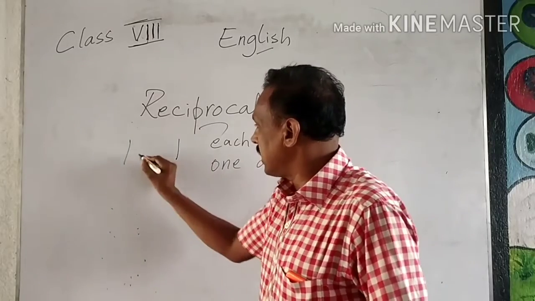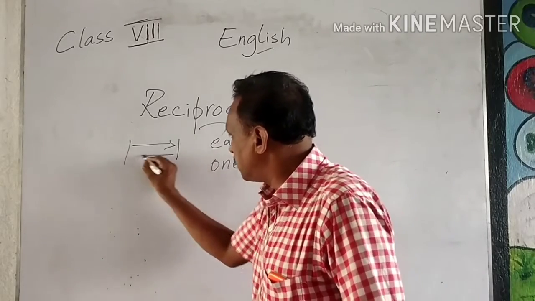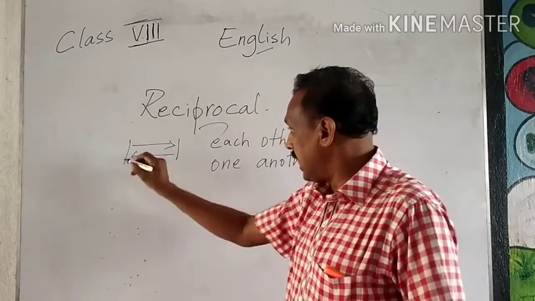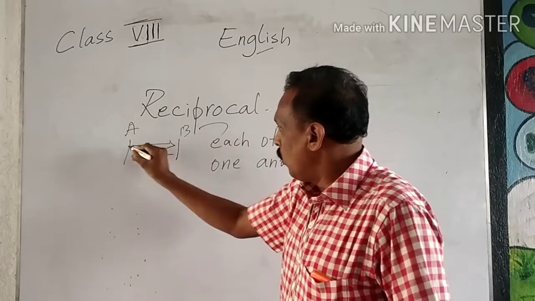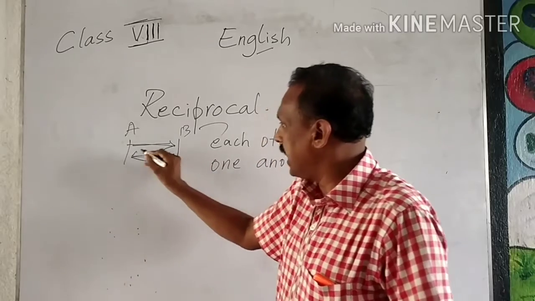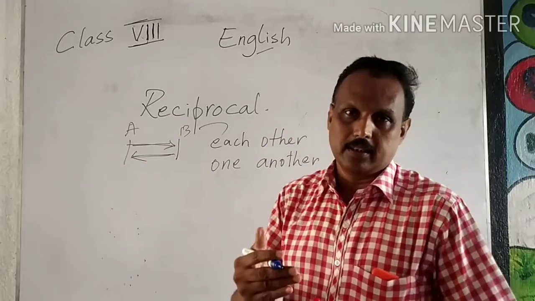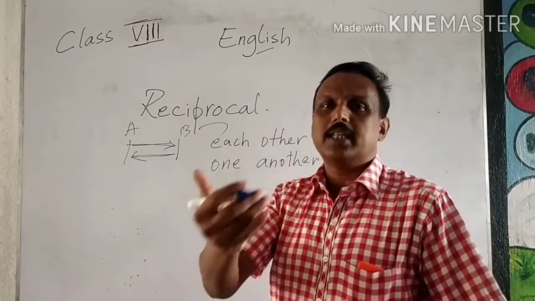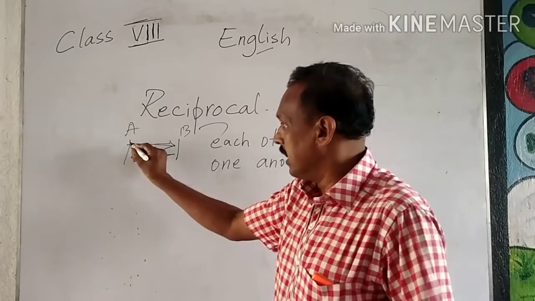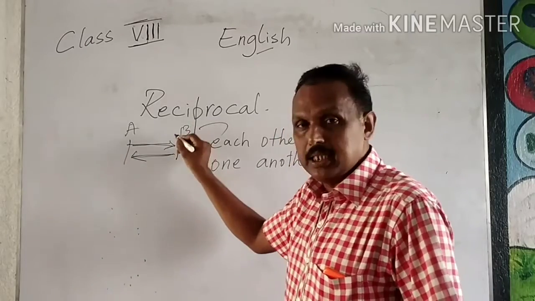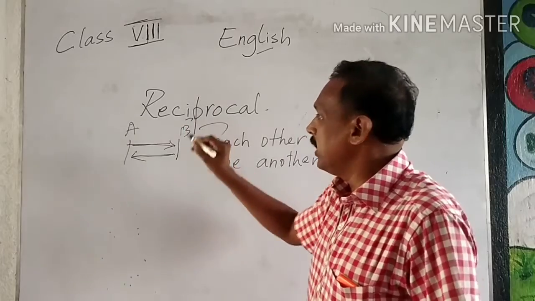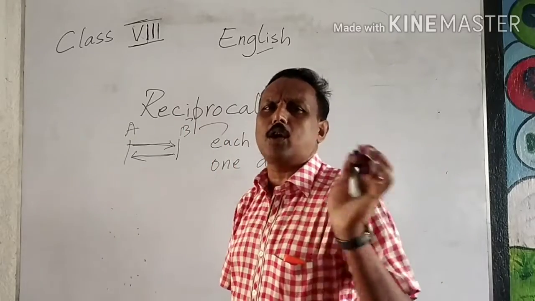Like two brothers are here. He helps the other boy, A and B. When A helps B, B helps A. They are reciprocating. They are giving what they take. They are helping each other. A is getting help from B, B is getting help from A. That is the meaning of reciprocal. Once you understand that one, it's all quite easy.